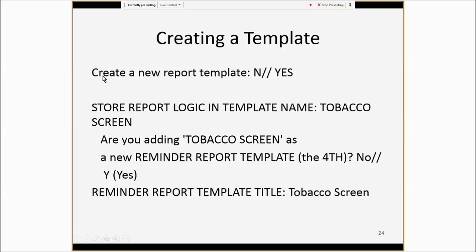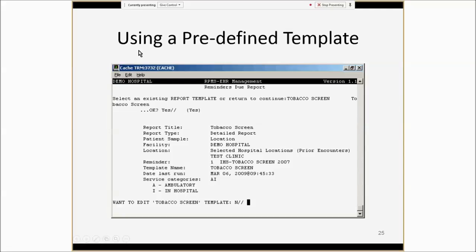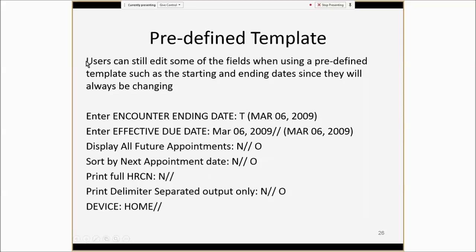So here I'm creating a template, and it's going to be called Tobacco Screen. You're going to be able to visualize the predefined criteria for your template. And then users can still edit some of the fields when using a predefined template, such as the starting and ending date, since they will always be changing. So here's one that I used, and I was able to change the start and ending date.